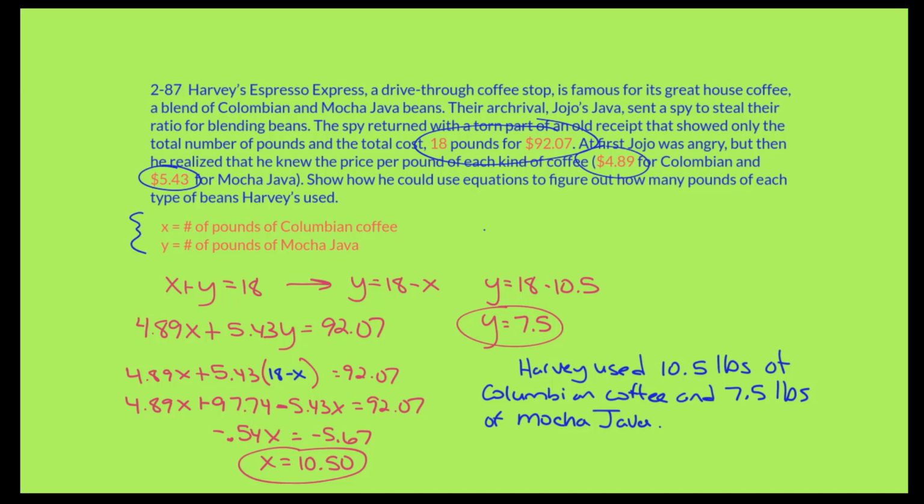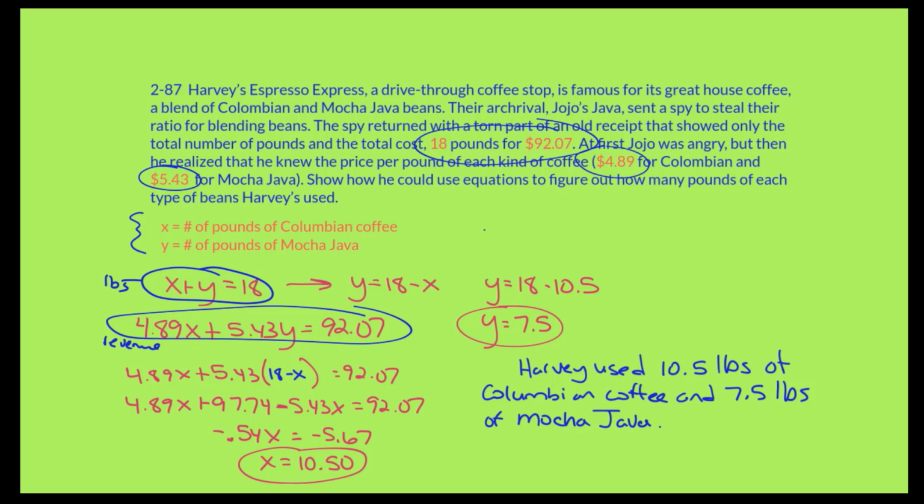You'll see here I've defined 2 variables. X equals the number of pounds of Colombian coffee and Y equals the number of pounds of mocha java. So I have 2 equations. I'm setting up a system of equations. So my first equation is figuring out this is for pounds. And then this equation is for revenue. But I need to use both of them in order to help solve for the equation.